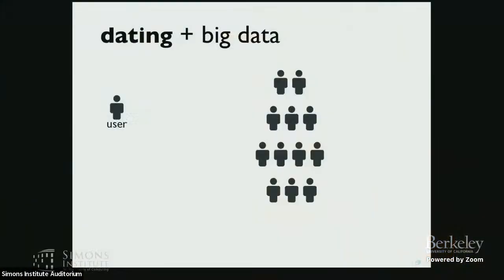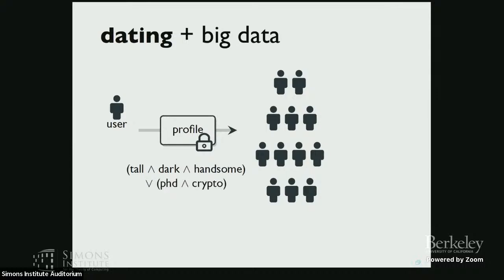So you have a user who wants to join some website and is interested in online dating. The first thing the user does is create a profile which contains sensitive information about them, like where they went to school, where they live, et cetera. They'd like to limit access to this profile, ideally to people who satisfy their dating criteria. So for instance, something like this, or to keep up with the times, a PhD in crypto.